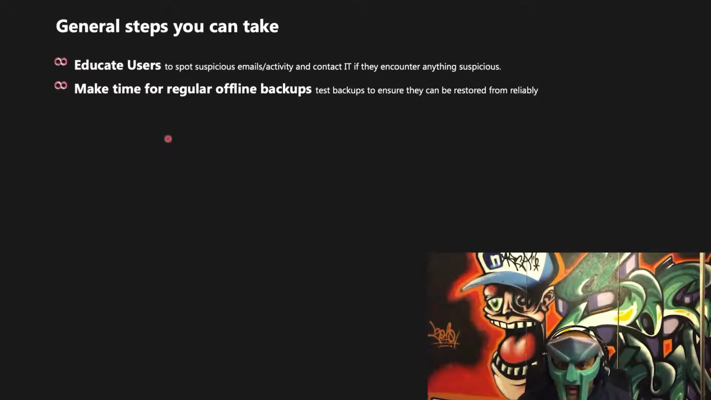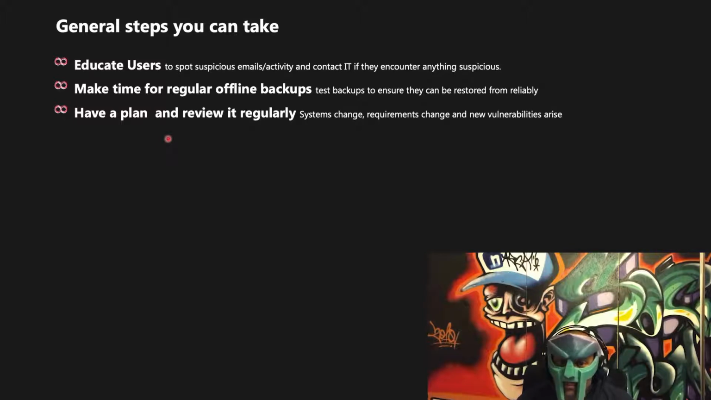Make time for regular offline backups and test the backups to ensure they can be restored from reliably. Should any employee unfortunately click on a PDF and make your whole network succumb to ransomware, you'll be glad to have an offline backup. What offline means is it is not connected to the network. It's essentially a system that has no access from your network. It's either turned off, the network cable is unplugged after the backup is done, or it's stored somewhere remotely that can't be accessed. It is offline.